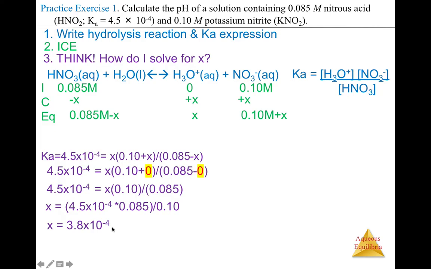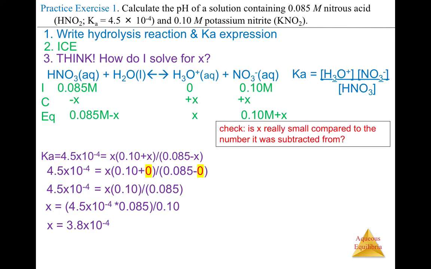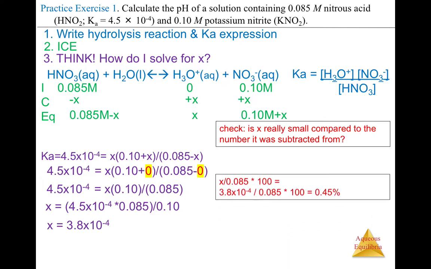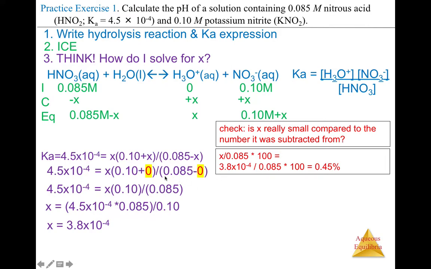So that is quite small. We want to go ahead and do our check. Is X really small compared to the number it was subtracted from? So we're comparing X to either 0.1 or 0.085. You just compare it to the smaller number, because if X is smaller than 0.085, it's definitely smaller than 0.1.